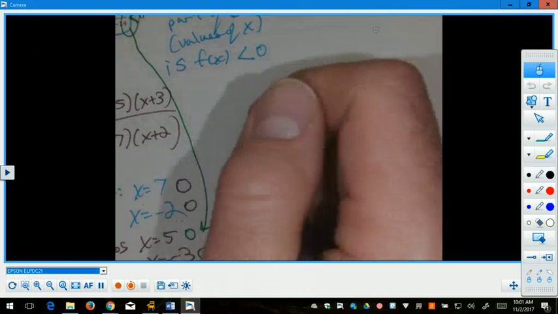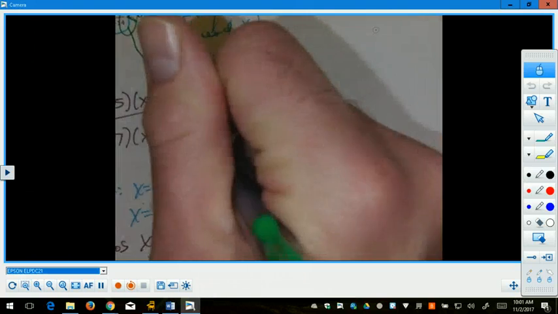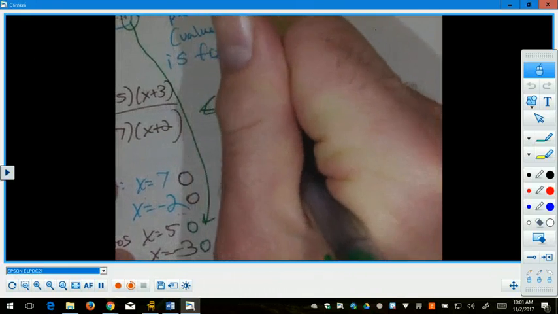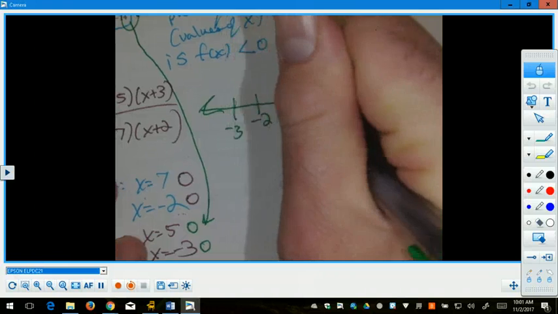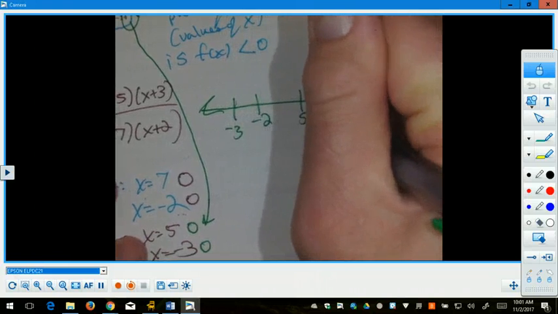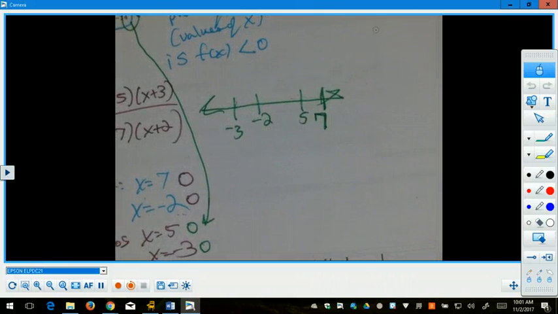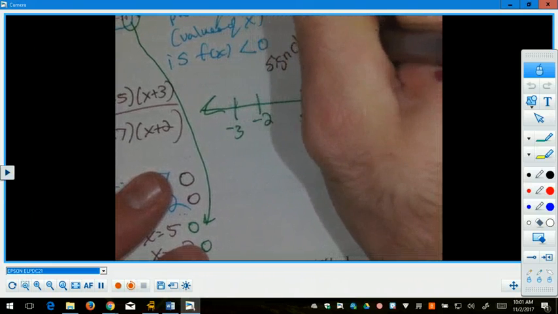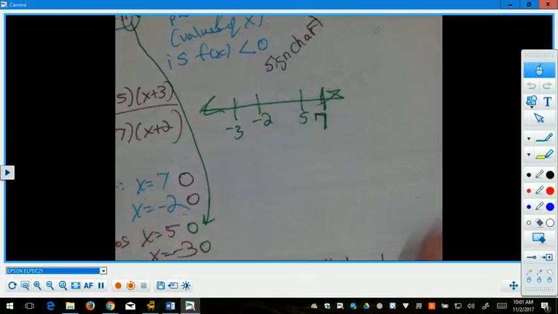So we're going to make a sign chart using these values. We've got negative 3 on the left. Negative 2 is the next number, then 5, and then 7. I don't do a number line. Technically, you're supposed to. I'm okay with you just doing a sign chart. I don't need it to be evenly spaced and all that.